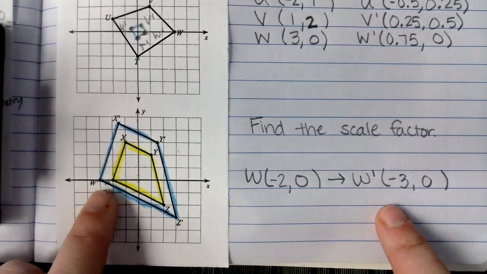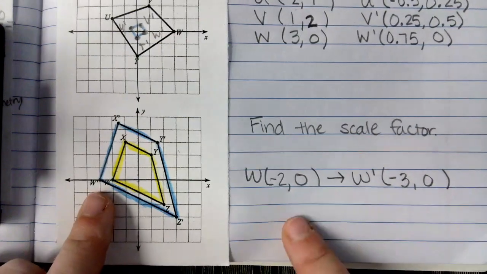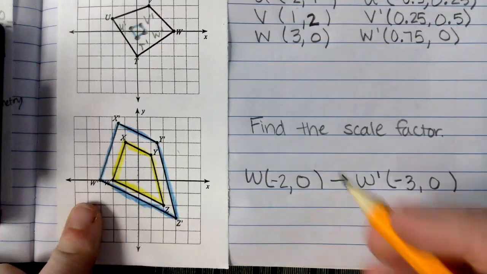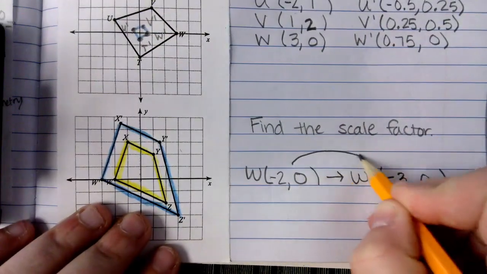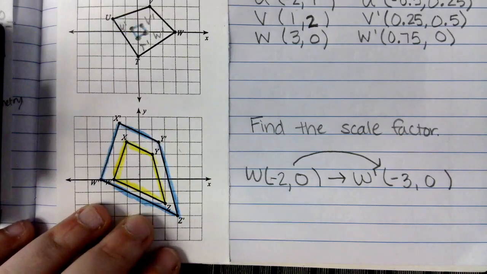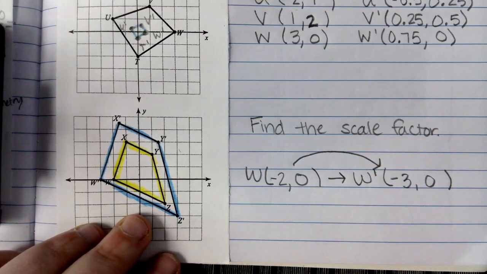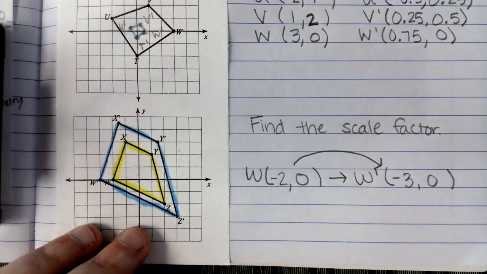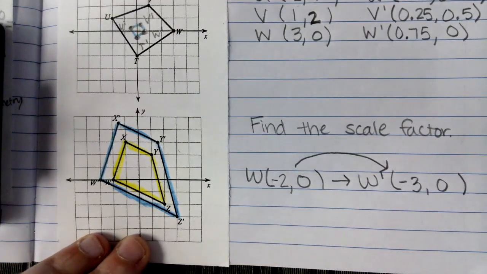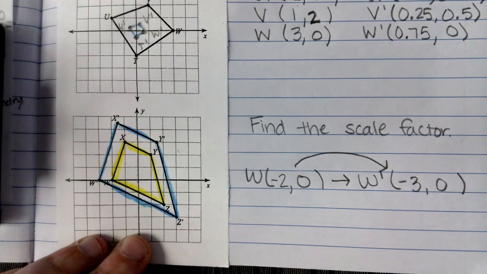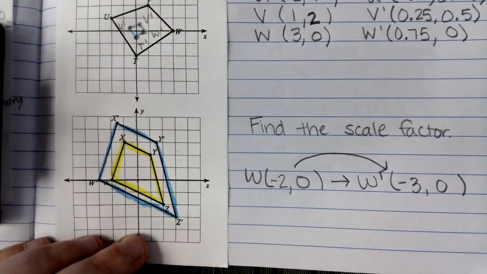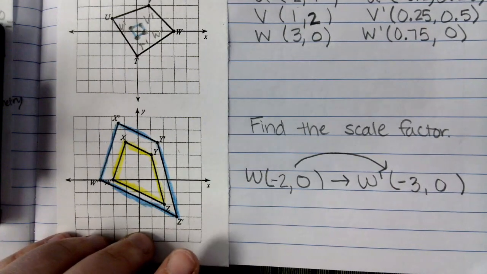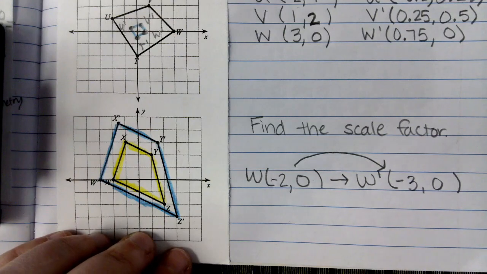We need to figure out what we are multiplying by to get that answer. So negative 2 times what is negative 3? Anyone know? Yeah, it has to make it bigger, so it has to be something bigger than 1. If scale factor has to be a multiplication, what's another way we could do this? What's the opposite of multiplication? We could divide, so we could go backwards and do division to find our answer.